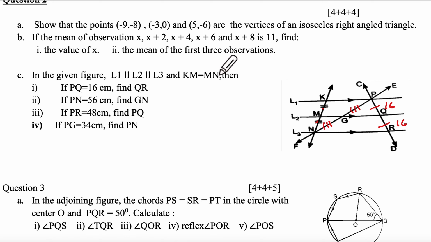KM equal to this thing. By equal intercept theorem, correct? PN is 56. Where is PN? Ah, PN is 56. So if this is M, this also will be M because of equal intercept theorem. So 2M is equal to 56. So GN will be half of it, means 28. Correct? So you can handle this.